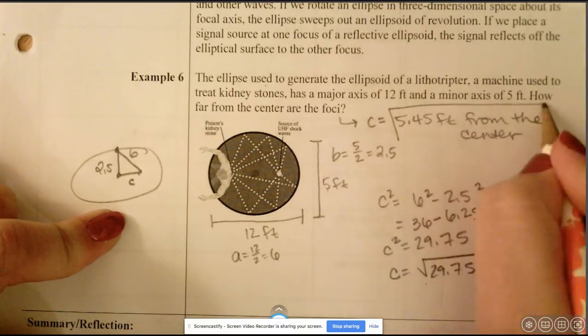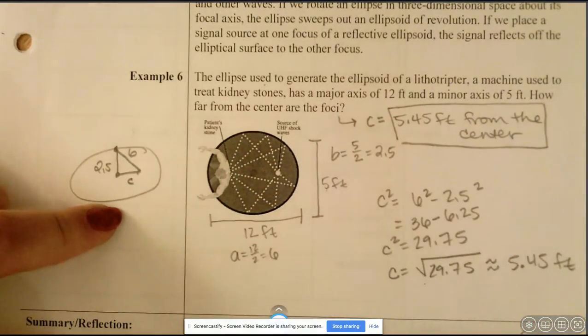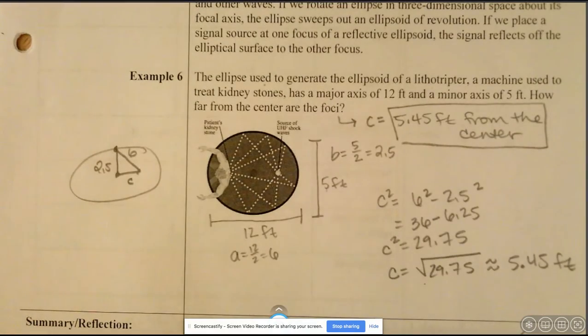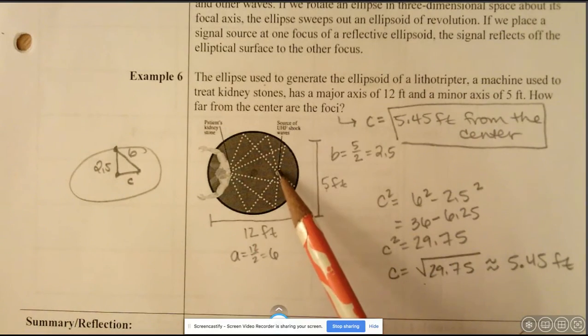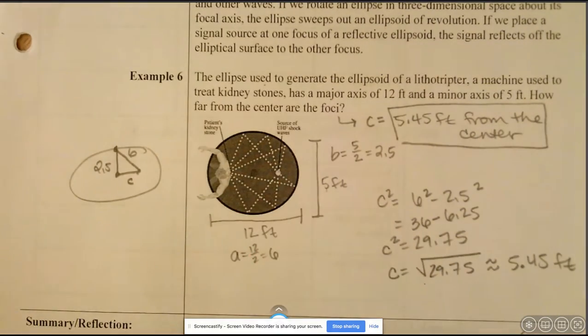Why is this important to be able to calculate? Well, let's say I'm a medical assistant and I'm situating the patient in the room for the lithotripter. I need to know where I should line up the patient so that their kidney is located at the focus of the room, so that the ultrasound that breaks up kidney stones will work on just the kidney stones, and it can be the most effective treatment possible.